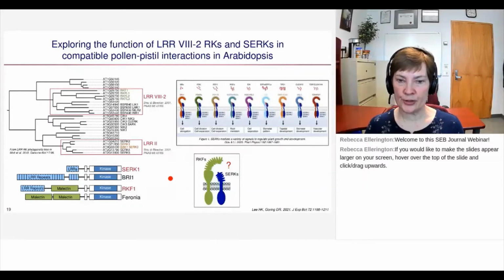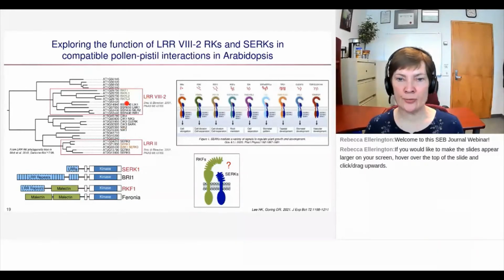And so what are these two groups? Well, I'm going to start with SERK1 and SERK3. These are well-known receptor kinases. They're part of the SERK family, and they function as co-receptors for a number of other LRR receptor kinases. So the SERKs have really small extracellular domains with just a few leucine-rich repeats, and they act as co-receptors with other receptor kinases that have much larger extracellular domains with a lot more leucine-rich repeats. So the example I've shown here is BRI1. So that's one group of the interactors.